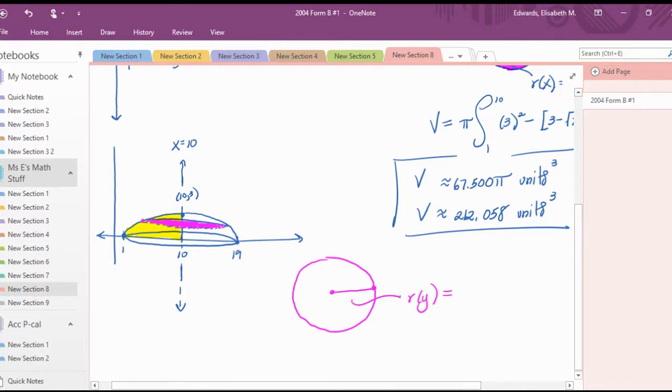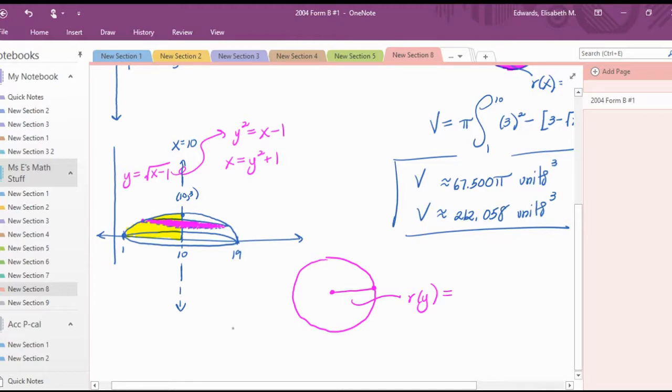Keep in mind the equation of this original graph. Always go back to the shaded region, that original piece there. The equation is y is equal to the square root of x minus 1. You could, of course, square both sides and then isolate x, which would be a move in the right direction. So x is equal to y squared plus 1, or something to that effect.